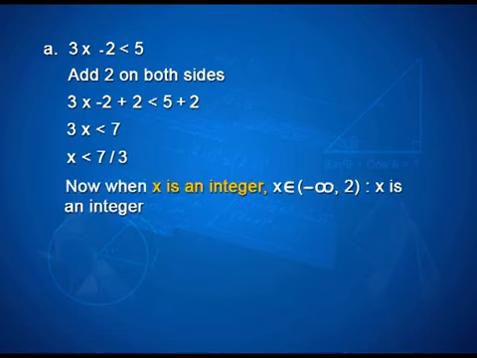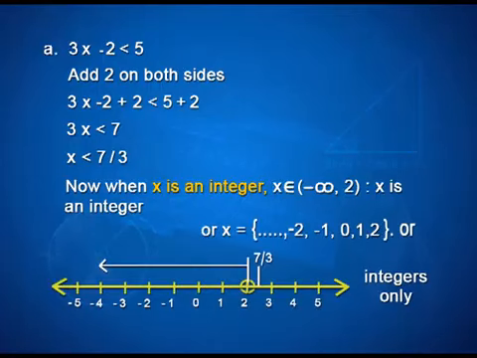Now, if we consider x as an integer, all the integers less than 7 by 3 would fall in our required answer. If we express this in the interval form, then x belongs to minus infinity to 2 open interval and x is an integer here. If x is expressed in set form, it will be expressed as shown here, and if x has to be expressed on the number line, it will be shown as on the number line shown on the screen.